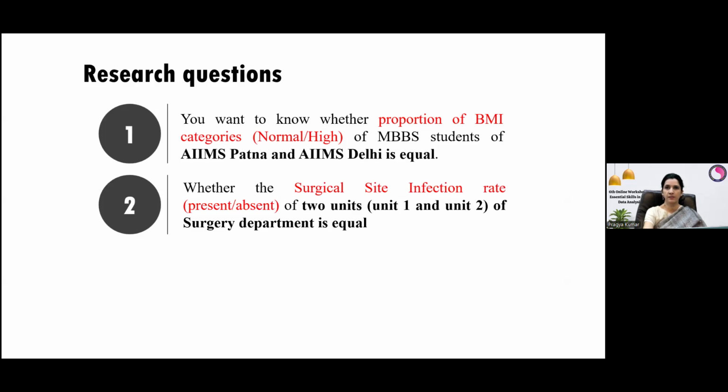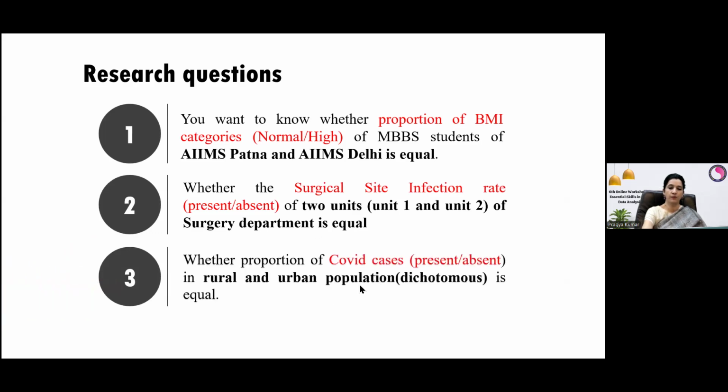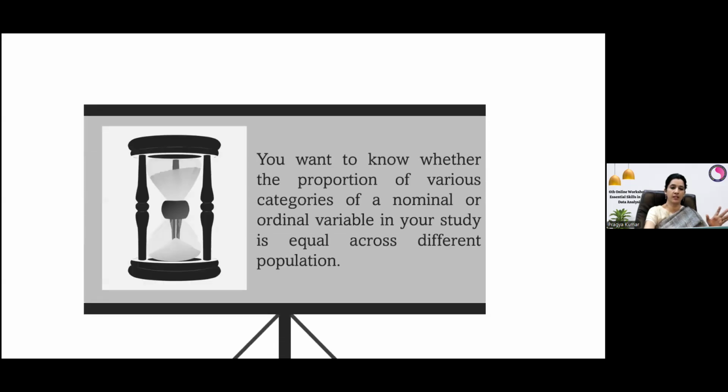So now the next research question is whether the surgical site infection rate, which is present or absent, again a binomial proportion, differs in two units, unit 1 and unit 2 of a surgery department. Again these are two independent samples. And COVID cases in rural and urban population, again two independent samples. So what we have observed is that in all these three cases, I want to know whether the proportion of various categories of a nominal variable or an ordinal variable is equal across different populations.